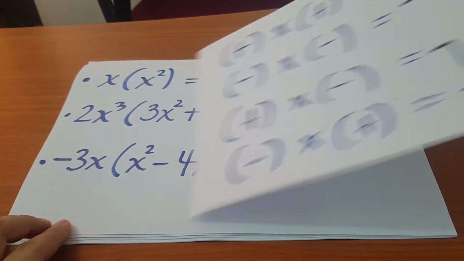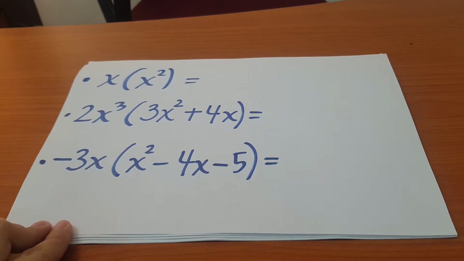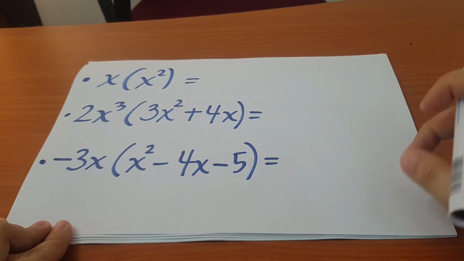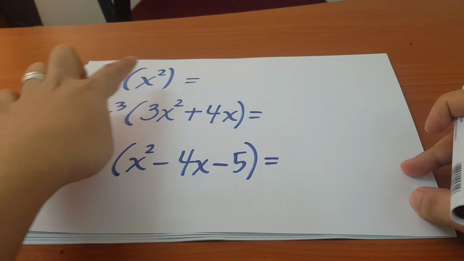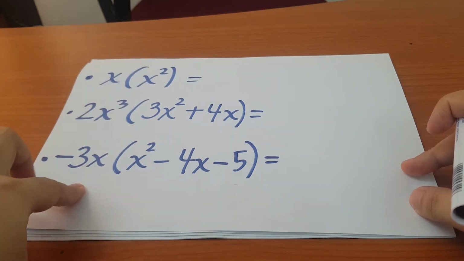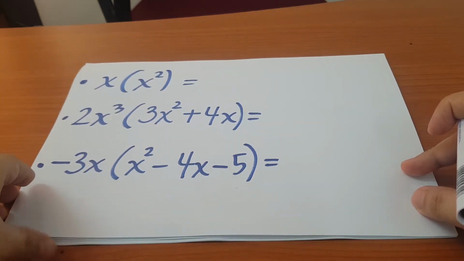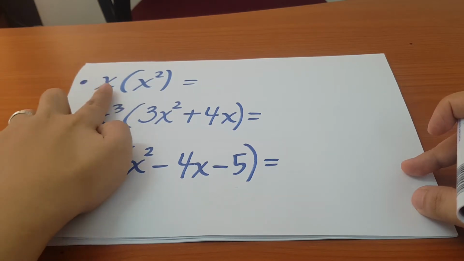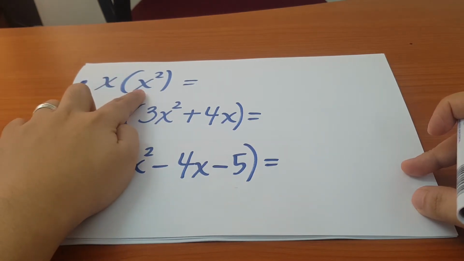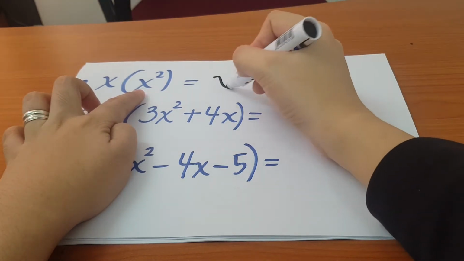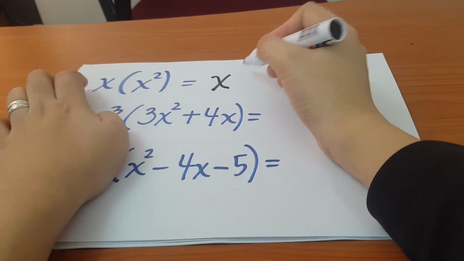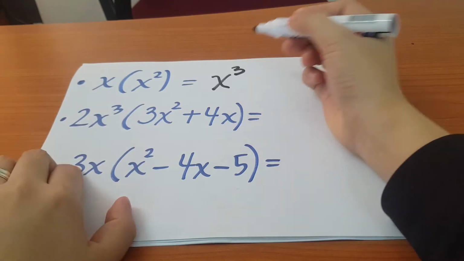Okay. Next, we need also to recall the laws of indices. Remember that if the operation is multiplication, you simply add the powers. So here, you have x and x. Same base, you add the powers. 1 plus 2, so that means here 3.